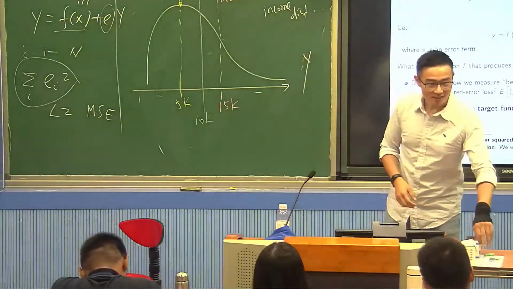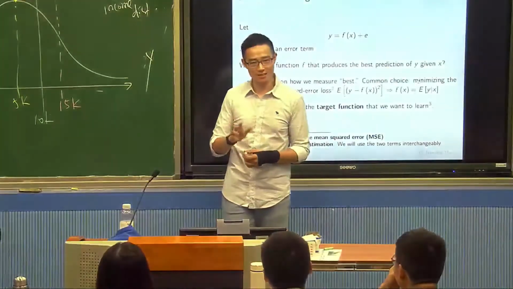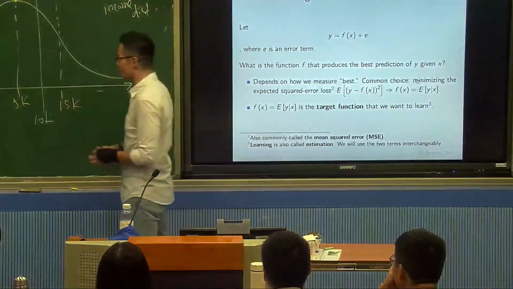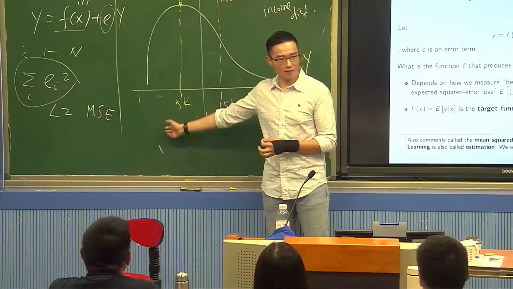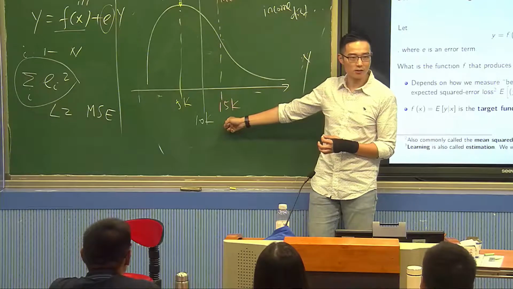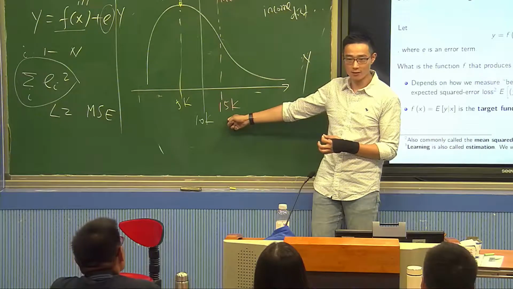The answer is, I think probably most people who have not raised their hand get the correct answer. The correct answer is everybody is correct. You can guess 5K, you can guess 10K, you can guess 15K. There's no single correct answer. Why? Because we have not defined what we mean by the best guess.